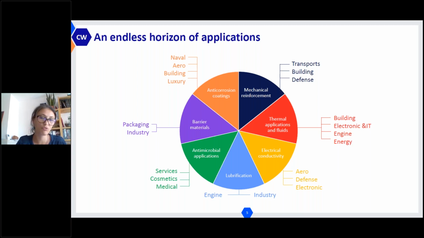It also has lubrification properties. We have worked a lot on anti-corrosion coatings, and I will present you just after. It's also used to improve barrier properties in materials, for example, for coating packaging. And with the Nouvelle-Aquitaine region, we answer a project about the antimicrobial application for cosmetics or medical application, for example.